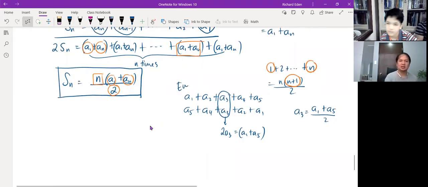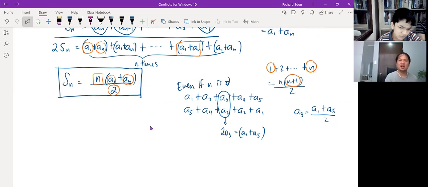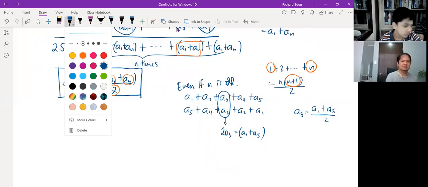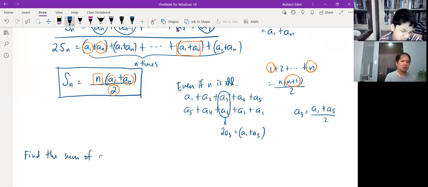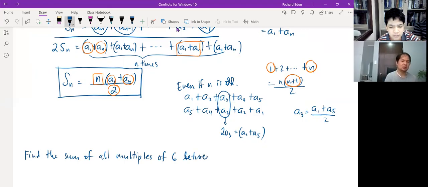So even if n is odd, it's still valid. Here's an easy exercise: find the sum of all multiples of 6 between 22 and 345.